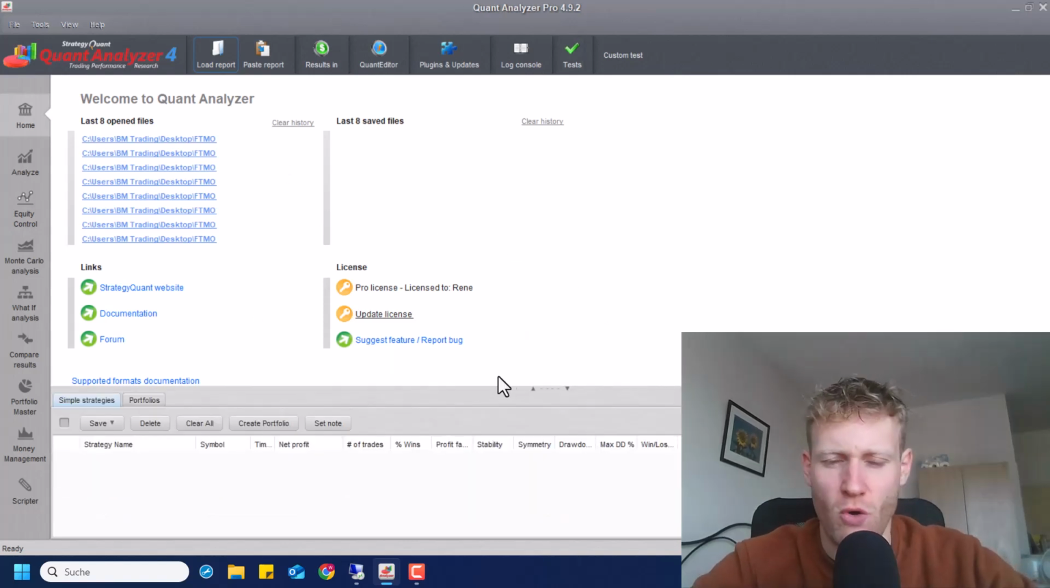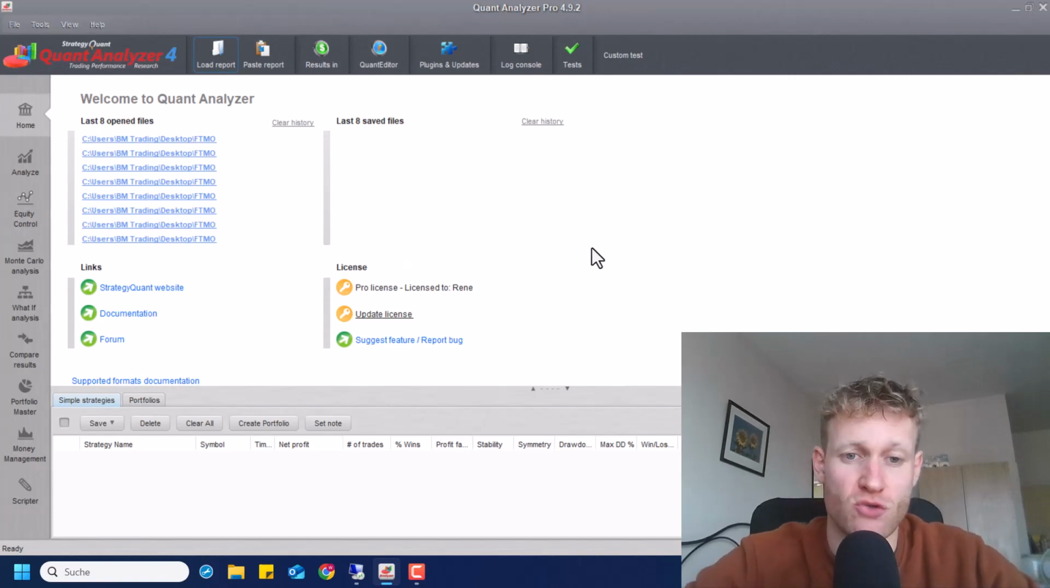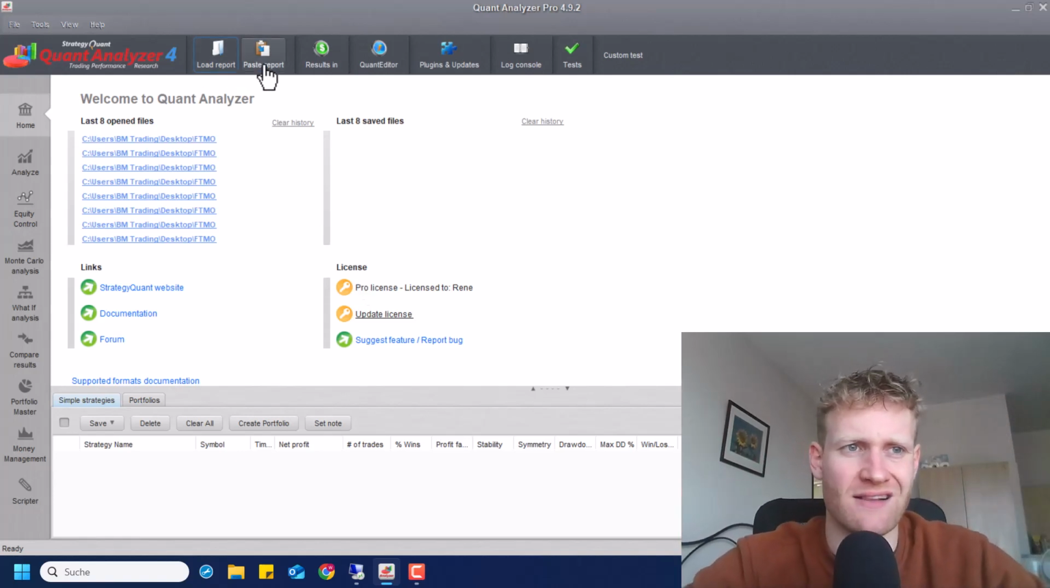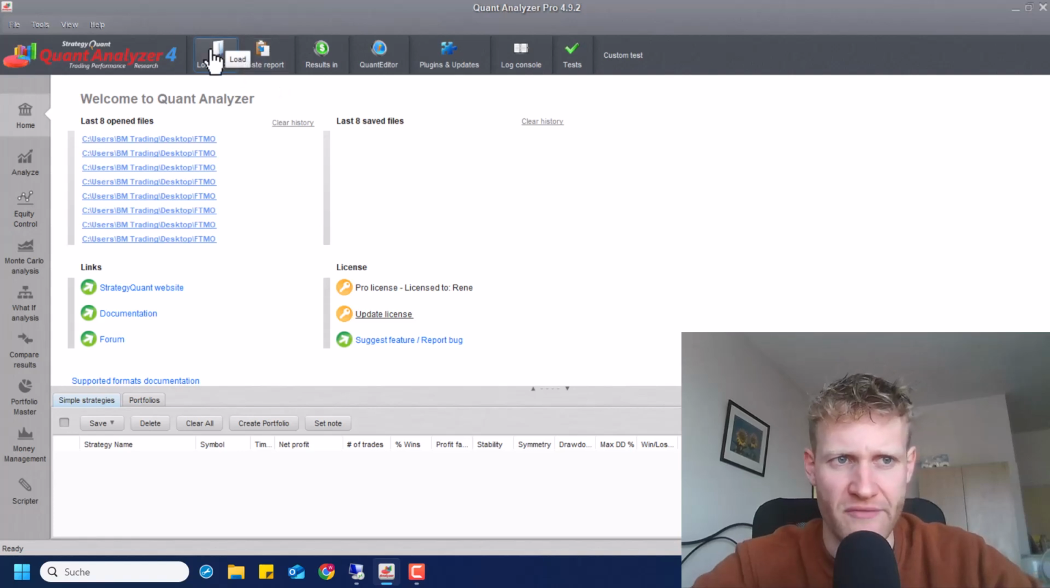So this tool is called Quant Analyzer, and it is a tool that you can use to import all of these tests that you did and then create a portfolio. So this is exactly what I want to do now. So it's very, very easy.